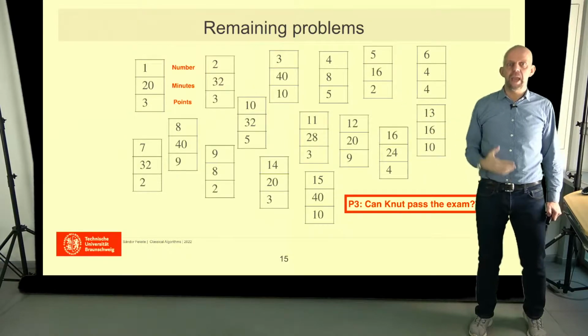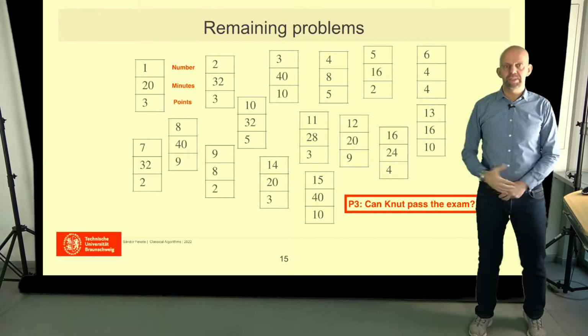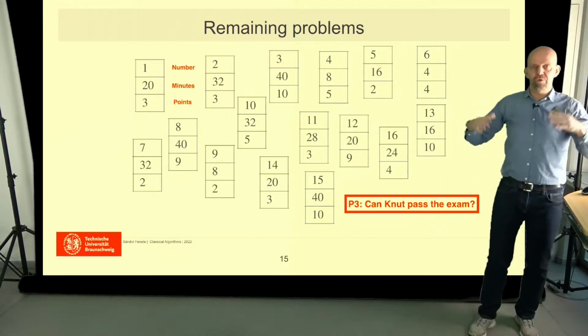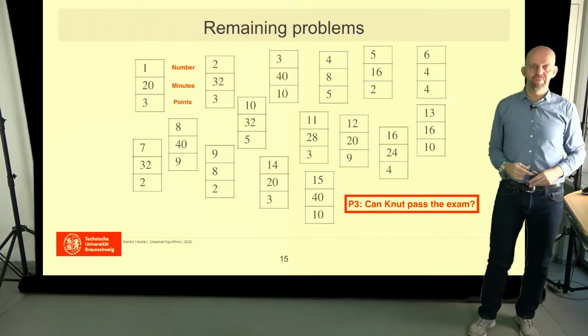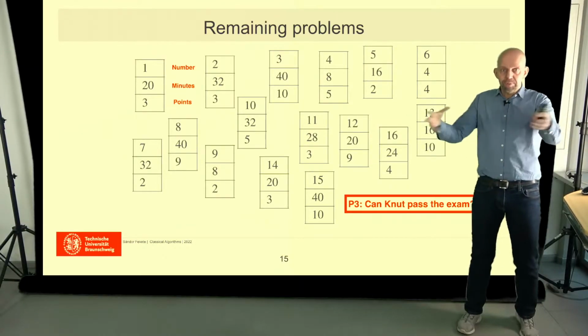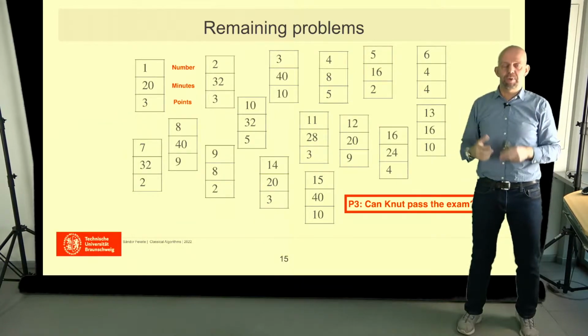That is called a knapsack problem. Knapsack, you have a backpack and you have a limited capacity. Now, of course, the capacity of this is 120 minutes. That's the time that you have. And you want to get a subset which is as valuable as possible.